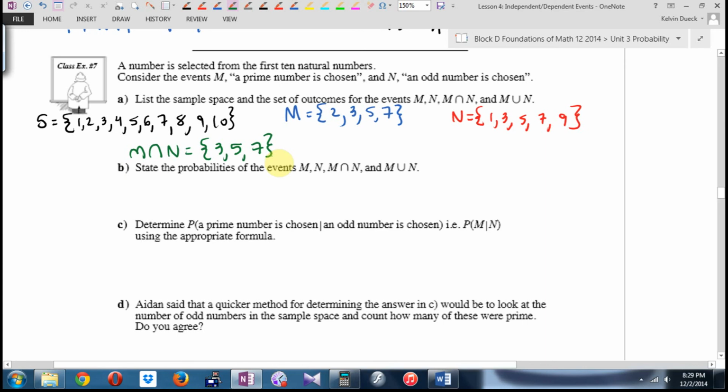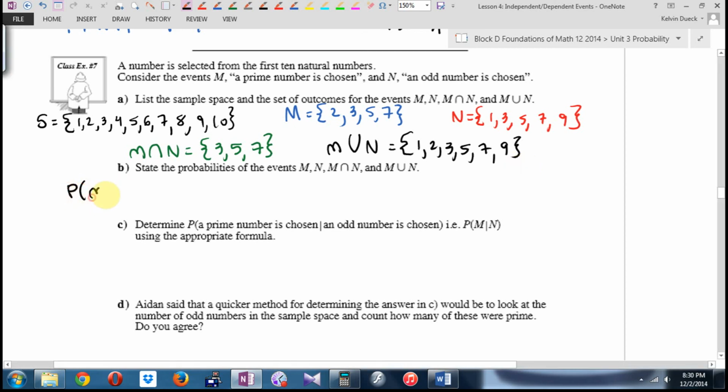And then the fourth set is the union, the combination, the OR. So that's going to be M union N. It's going to be 1, 2, 3, 5, 7, and 9. Right? Okay. State the probabilities of the events.